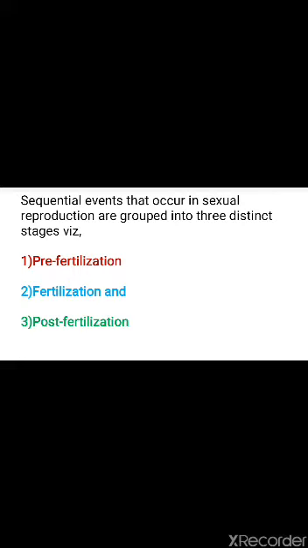The sequential events that occur in sexual reproduction are grouped into three distinct stages. These sequential events are pre-fertilization, fertilization, and post-fertilization. So these are the three sequential events that occur in sexual reproduction: pre-fertilization, fertilization, and post-fertilization.